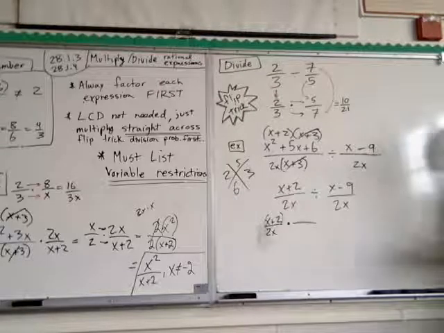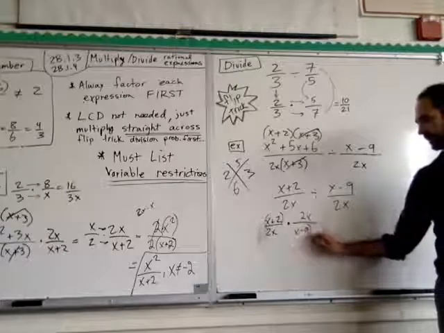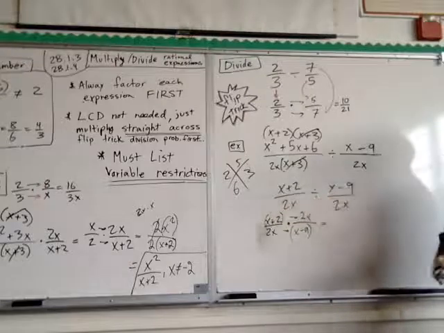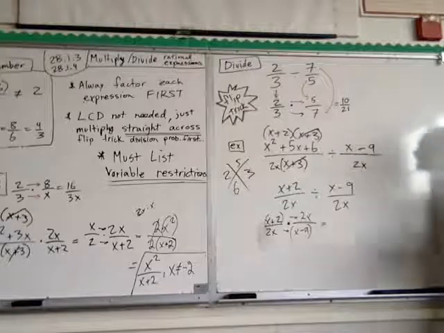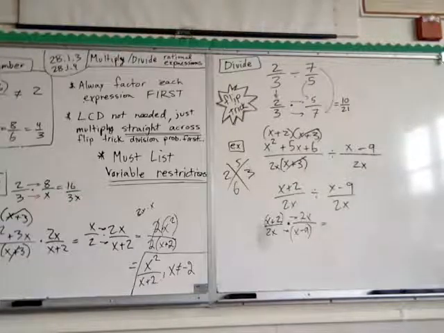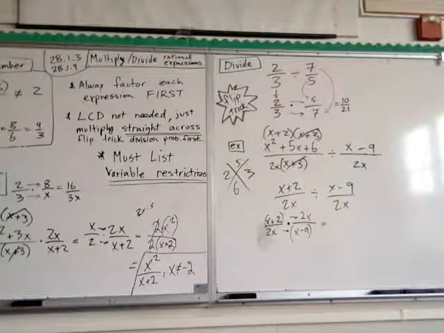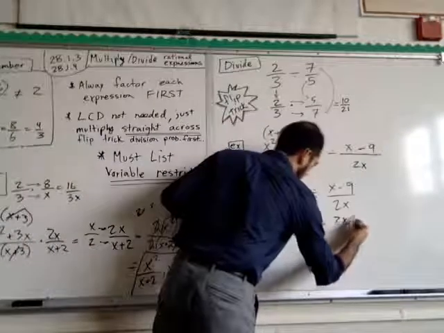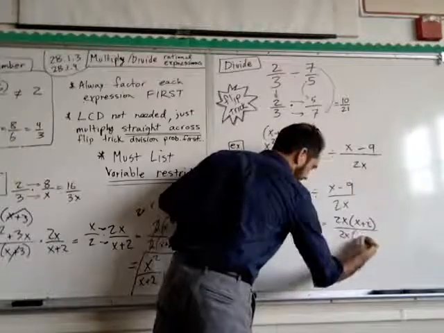All right, what goes on top? 2x. On the bottom, we have that x minus 9. I'm going to keep everything in parentheses, and as I multiply across, I'm not going to distribute anything. In fact, let's leave everything factored, always. There's no reason for me to distribute that out, because then I won't know if I can slash some more. Right, so let's see. 2x times x plus 2. 2x times x plus 9.